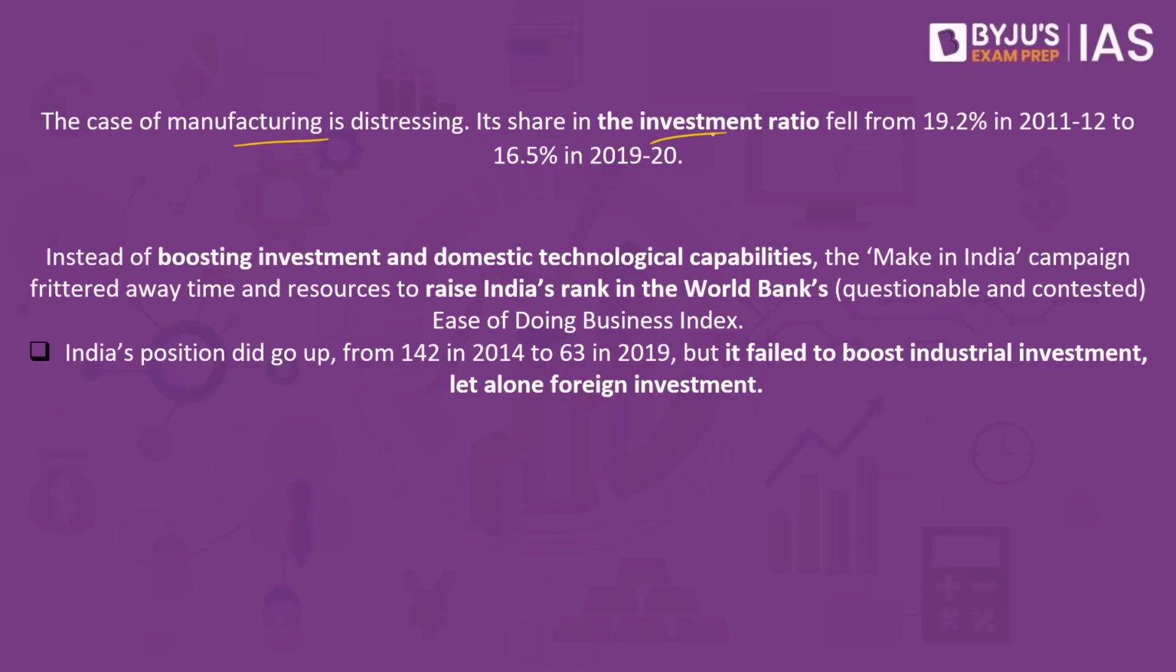Its share in the investment ratio fell from 19.2% in 2011-12 to about 16.5% in 2019-20. And as a result, we are suffering. We are not able to export much to the outside world. And even if we have to get some of the basic products in India, we are importing multiple other products which are acting as inputs from some other country. Because we are not able to develop the manufacturing sector, some of the active pharmaceuticals had to be imported from China, multiple other parts had to be imported from China, mobile phones have to be imported from the United States, or any other phones or laptops have to be imported from multiple other countries.